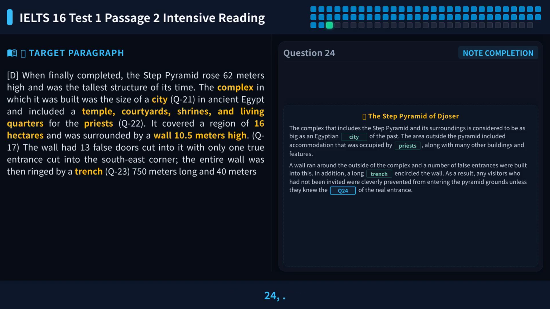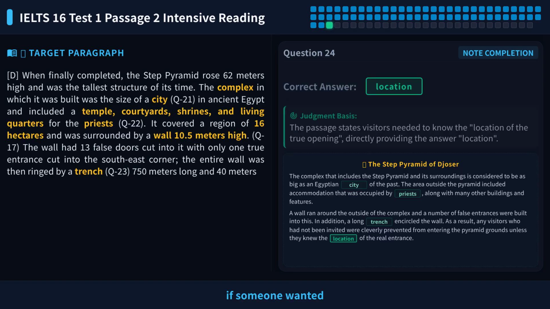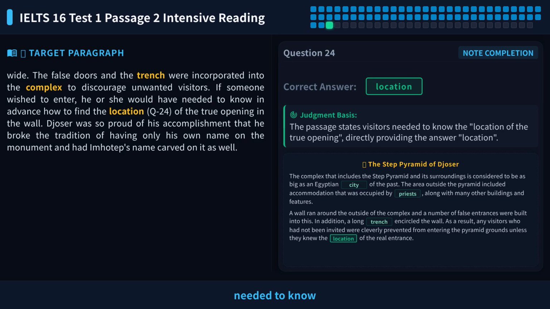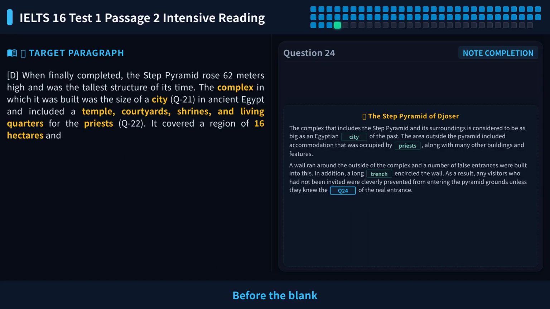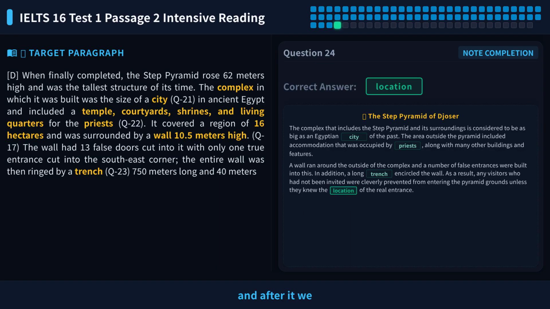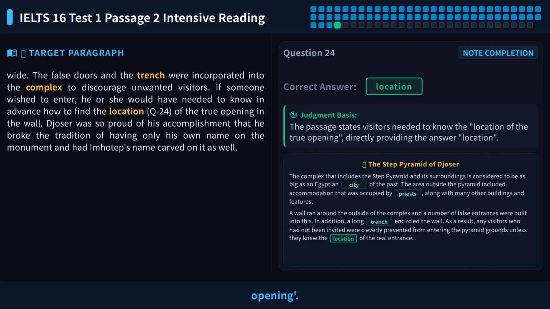Let's look at question 24. The question says, if someone wanted to enter, they needed to know in advance how to find the what of the true opening in the wall. Before the blank we have "find the," and after it we have "of the true opening." So we need a noun, and it should be singular.